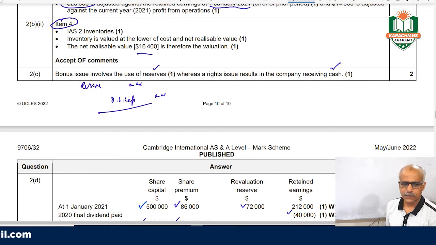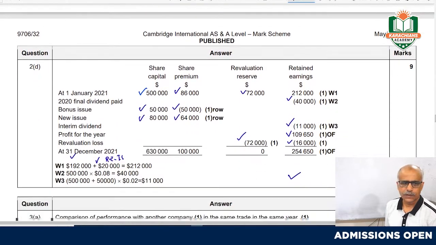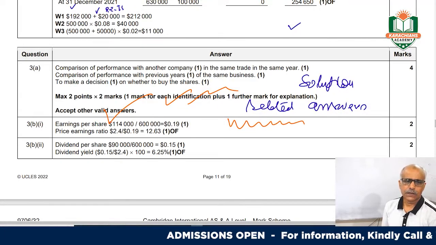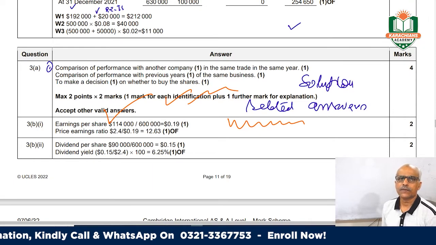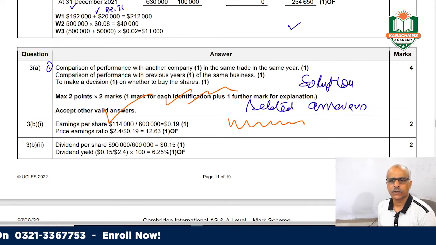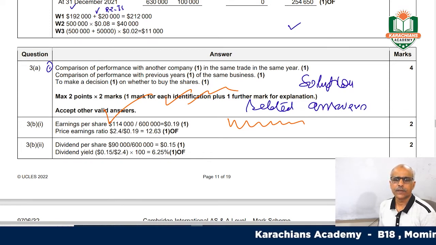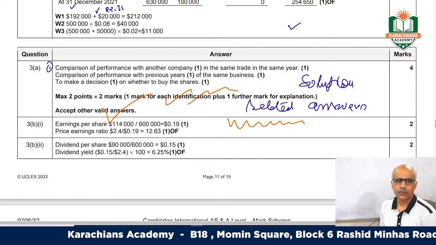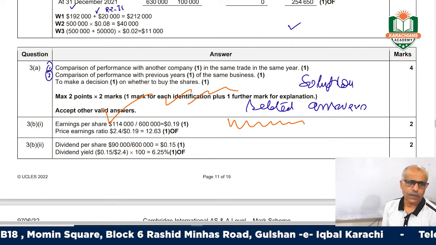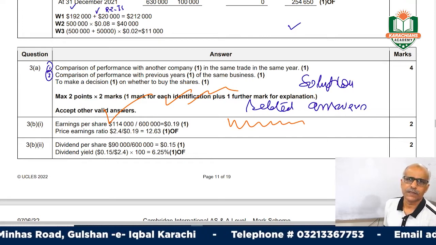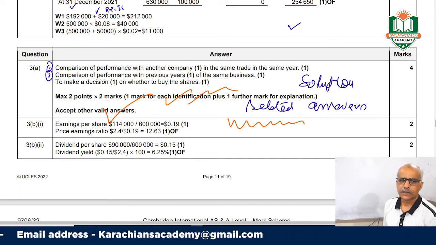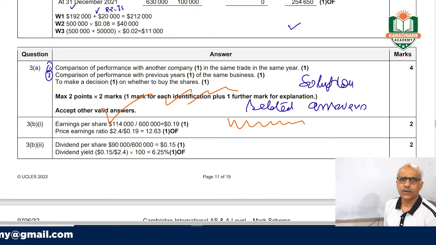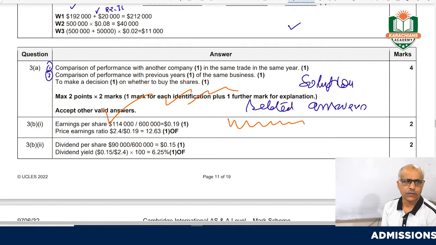We can see the marking scheme; the answer we can find from the marking scheme. The 2 reasons. Number 1, the comparison of the performance with another company in the same trade. If a potential or prospective shareholder wants to invest in our company, through ratio analysis he can compare your company with other companies before making any decision. Number 2, comparison of the performance with previous years of the same business. They can see how the business was performing in previous years, so through these ratios they can assess the performance of the business. These are the 2 reasons. Now move on.